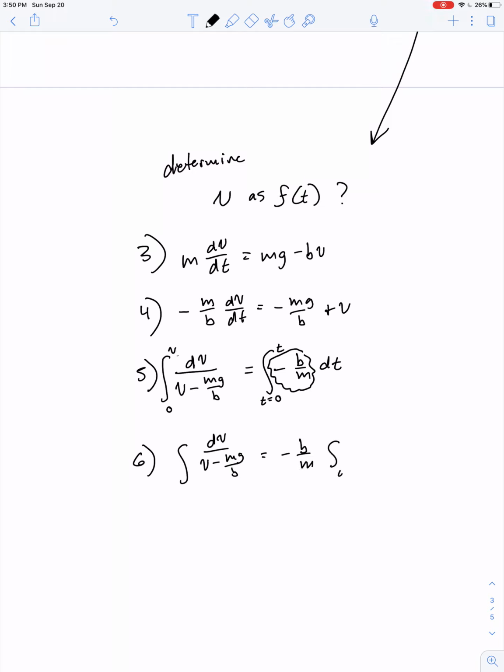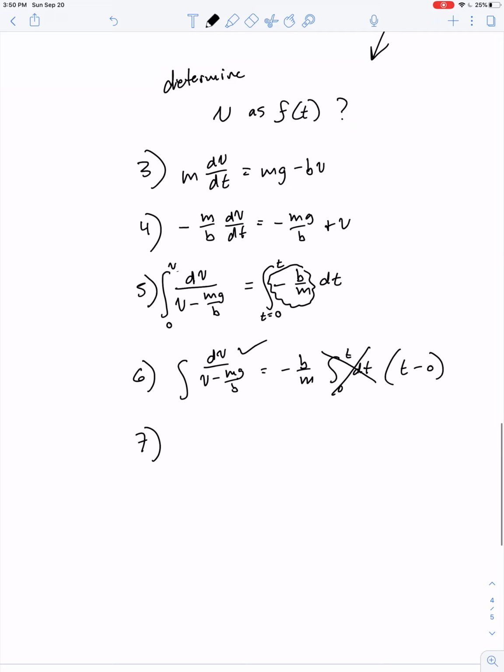And we're left with the integral from 0 to t of dt, but of course that just gives us t minus 0. Oh, and you probably know the solution to the left side of the equation. That's just going to be in the form natural log. But don't forget our limits of integration. So we have the natural log of v minus mg over b, and that's evaluated from 0 to v. That's equal to negative b over m t.